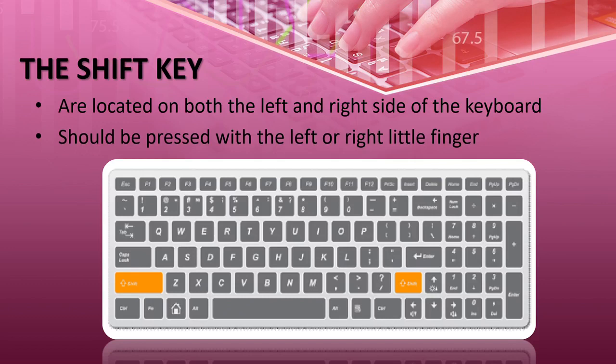The left hand side of the shift key is pressed by the left hand little finger, and you can see here the right hand side of the shift key is pressed by the right hand little finger. They are allocated on both the left and right side of the keyboard as you see in the picture. Yes, it indicates both left and right side should be pressed with the left or right little finger. Which finger will we use? Little finger to press the shift key.